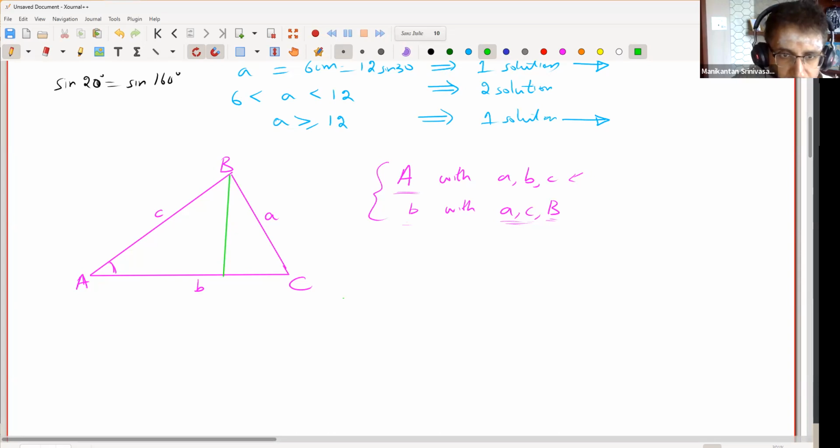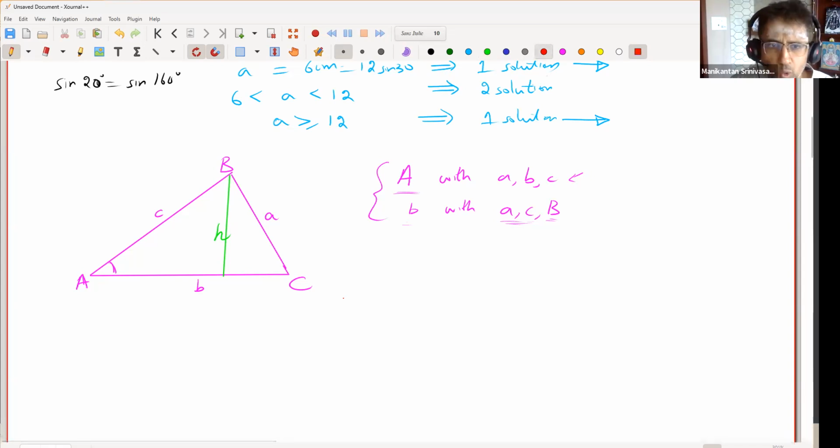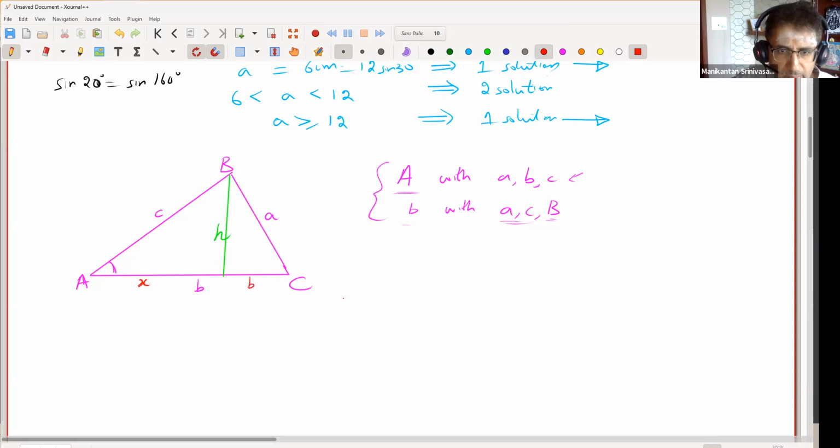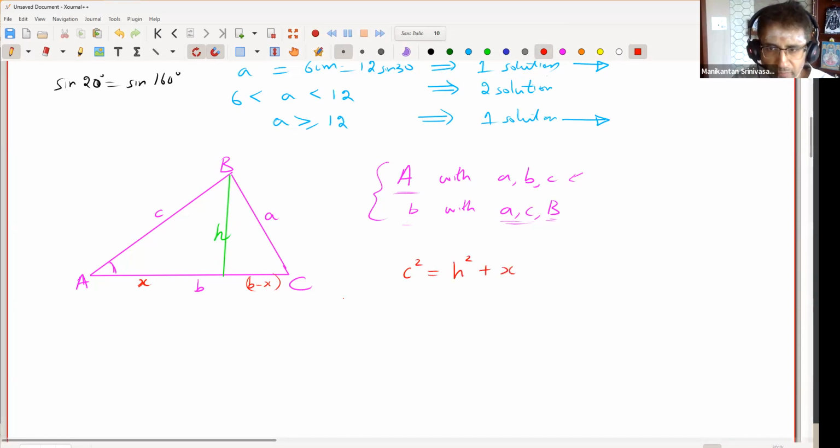Let's call this H. Okay, now let's split this base into two parts. Let's call this X portion, and the remaining portion B minus X. Now by Pythagoras theorem, we have C square equal to H square plus X square.